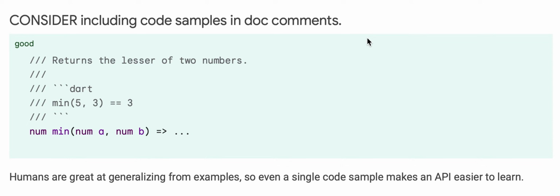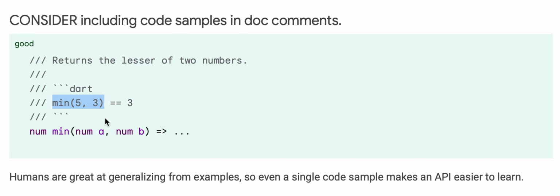We will be discussing our next lecture in effective Dart. So we should consider including code samples in our documents. Basically, we can give an example. We are writing this function or method called min. It returns a number which is the minimum out of a and b. For example, if we call min of 5, 3, it will give us 3. So this is how we write that code sample.